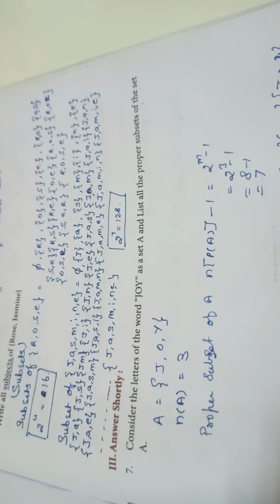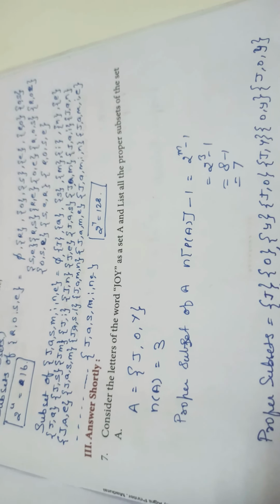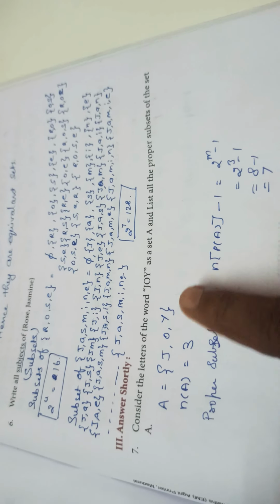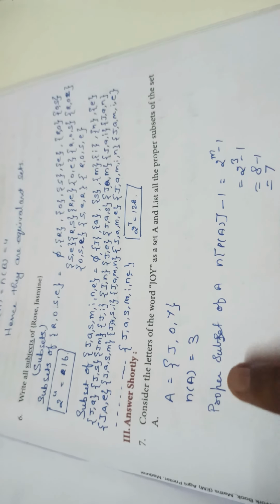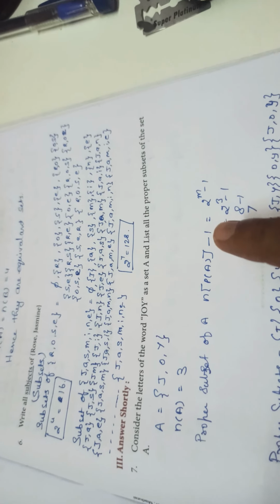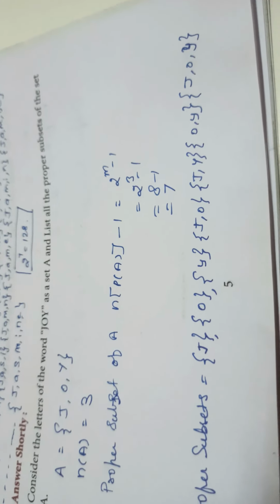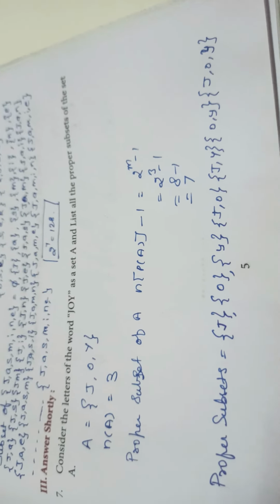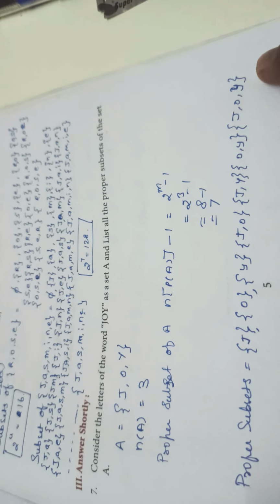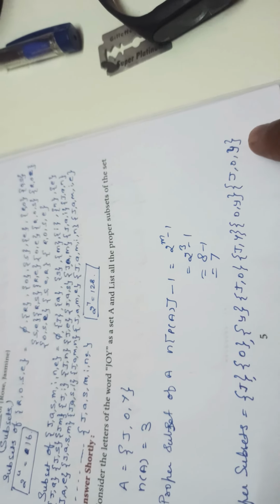Answer shortly. Consider the letters of the word JOY as a set and list all the proper subsets of the set. So A is equal to J, O, Y. n of A is equal to 3. The number of proper subsets is n of P of A minus 1. We do not consider empty here. So 2 power n minus 1, that is 2 power 3 minus 1, which is 8 minus 1, that is equal to 7. The proper subsets are, we do not write empty, we write all the other elements. First single, then double, then triple.